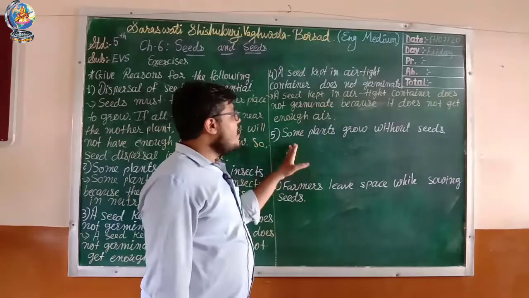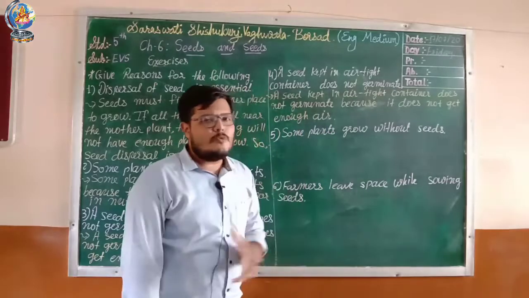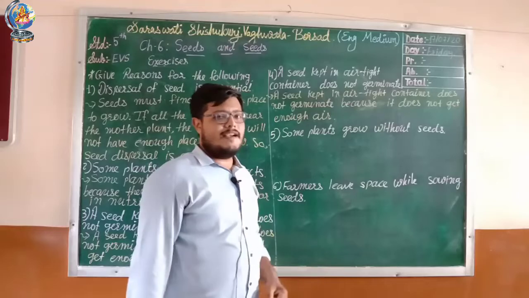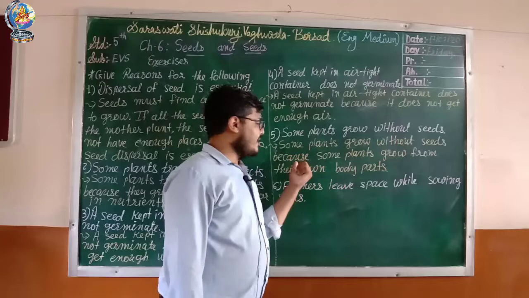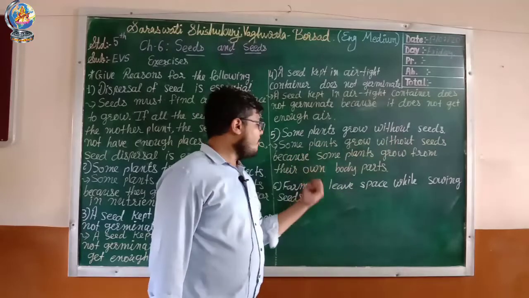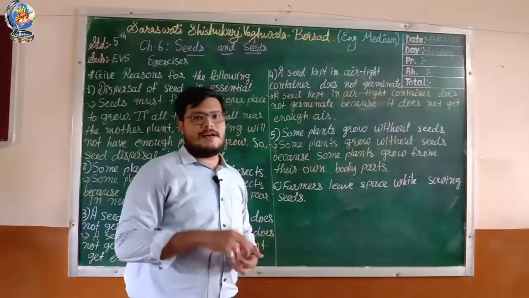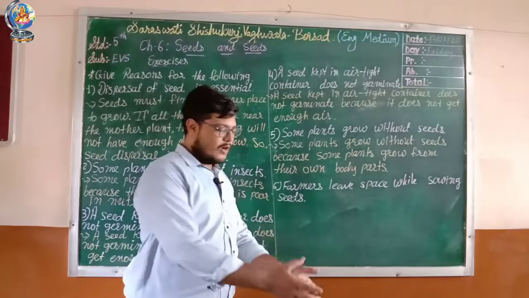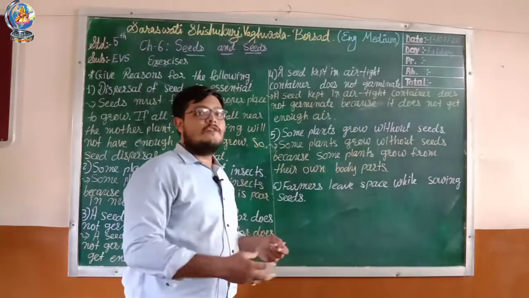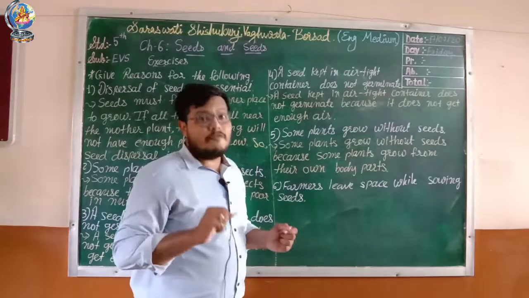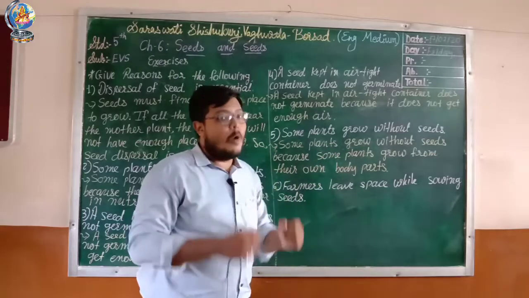Now see fifth number. Some plants grow without seeds. I told you potatoes, rose, right? There are a few plants which grow without seeds. So why is it like that? Answer is some plants grow without seeds because some plants grow from their own body parts, like potato. If you cut that potato and keep it inside the soil, if you give proper water and enough warmth, it will get air, so it will germinate. That potato is a stem of a plant and it will grow as a new plant. So we can say they grow from their own body parts.